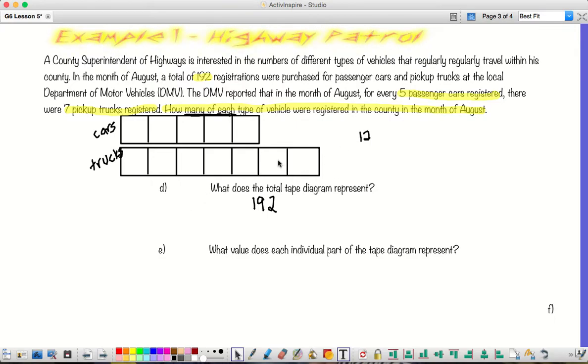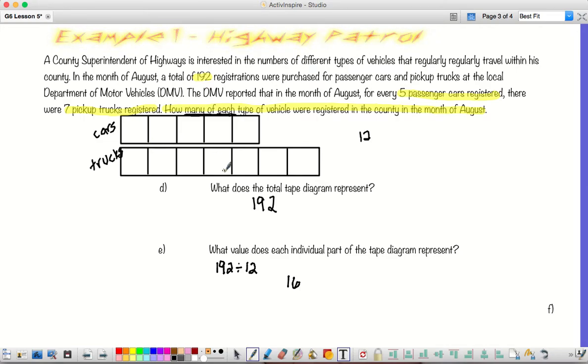Inside each box there has to be a certain amount to make sure that when we add them all together, it equals 192. In order to solve that, I take my total number of cars and I divide it by 12. And when I do that, I get 16. So I know that even though we only have the ratio of 5 to 7, each of these boxes represents a total of 16 cars.